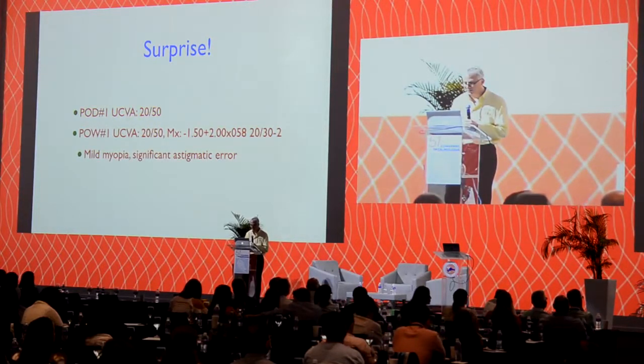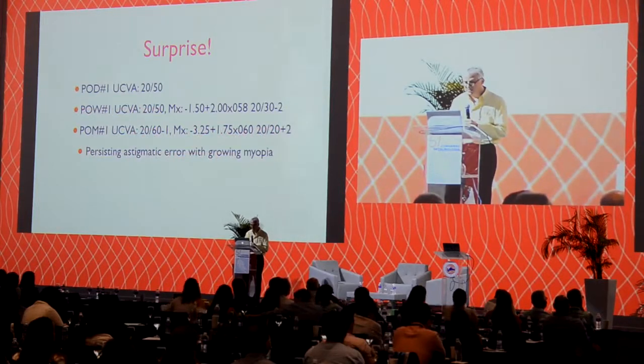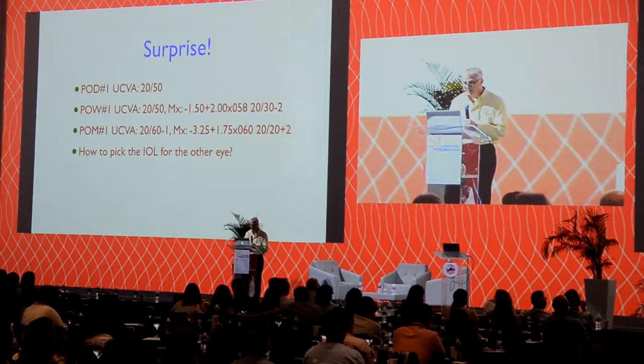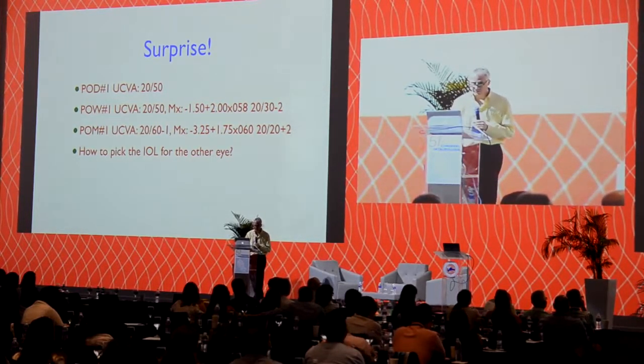Post-op week 1, uncorrected 20/50 with a bunch of residual astigmatism and a mild myopic shift. Post-op month 1, growing myopia, stable astigmatic outcome. So how are we going to pick the other lens for the other eye? This must be a formula failure, right? This must be somebody who just doesn't do that well. So we figured it's a formula failure.